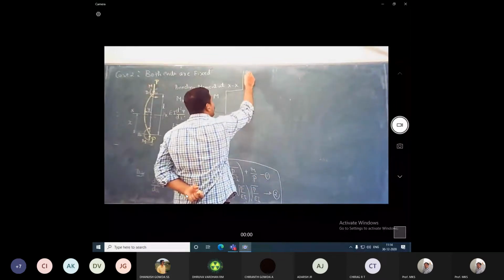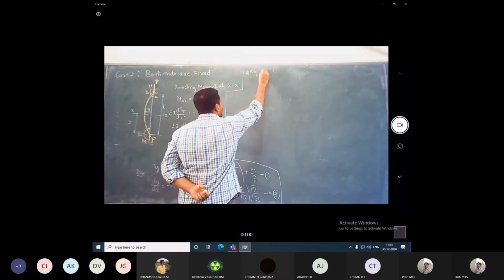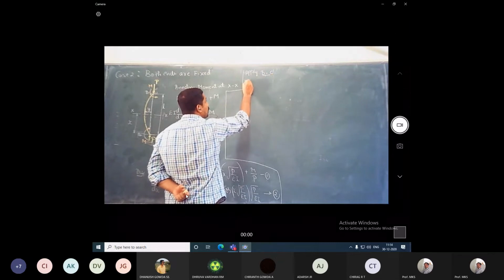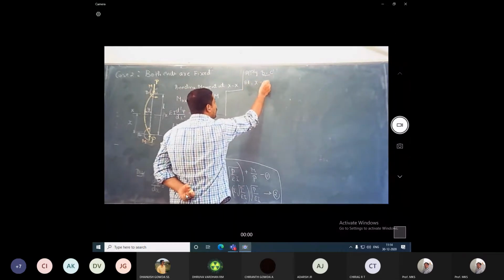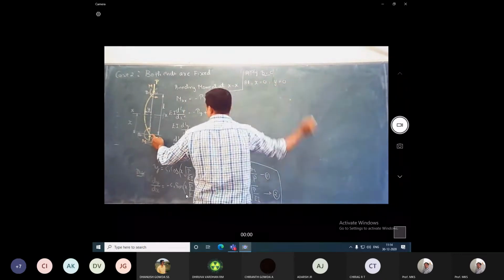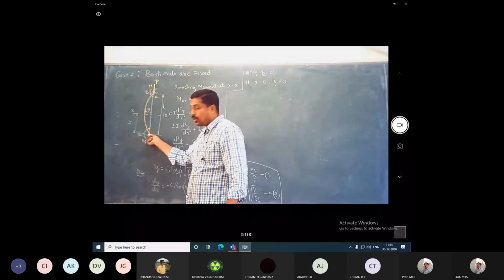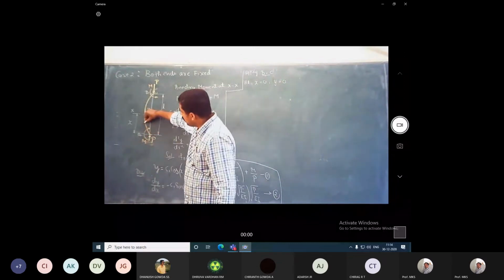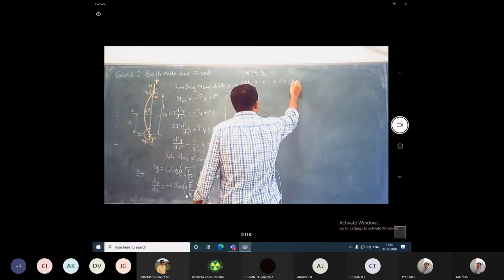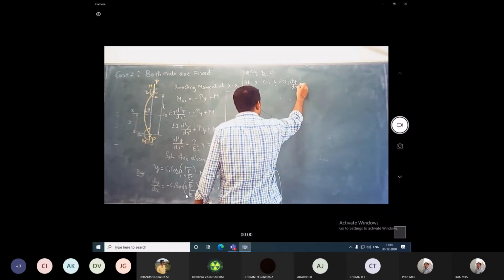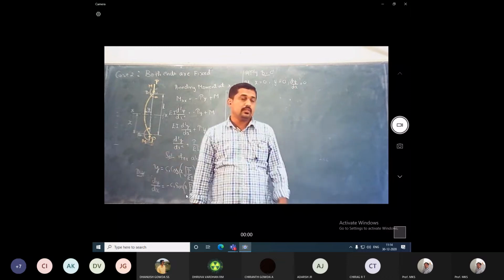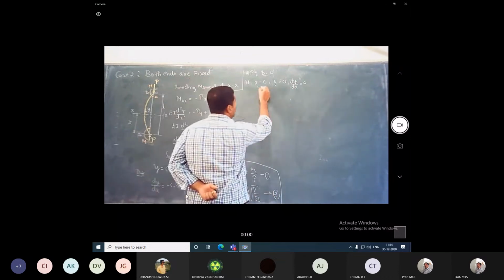So first apply the boundary conditions. At x is equal to 0, at this point, deflection y is equal to 0. And also there is no slope at this point. If you take any slope for this curve, that is dy by dx, the slope is also 0. At this point A, slope is also 0. So apply these two boundary conditions first.